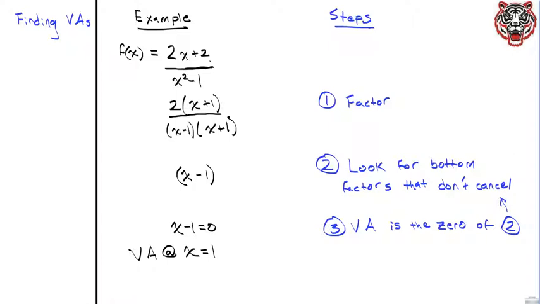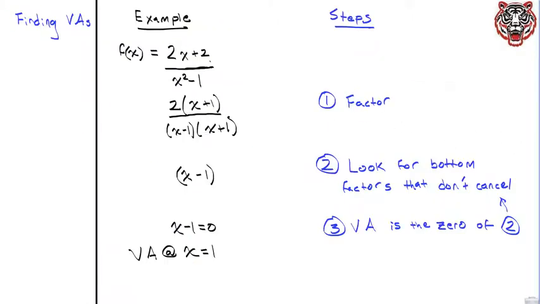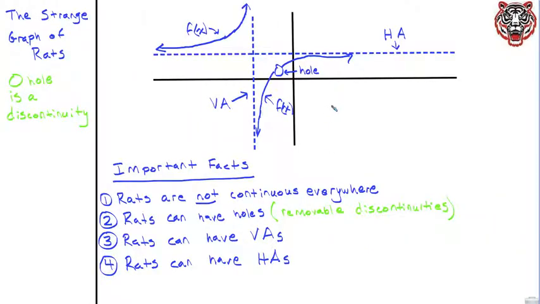And again, that vertical asymptote on a graph looks like this. At x equals 1, so it would have been on the right. In this case, you can't have any point. It goes off to infinity and negative infinity, depending on what side you come from.